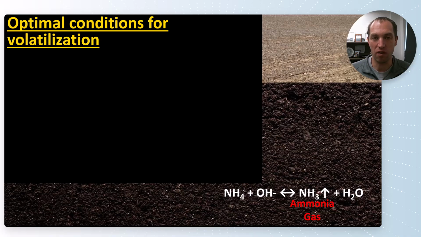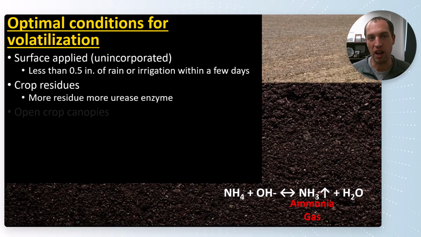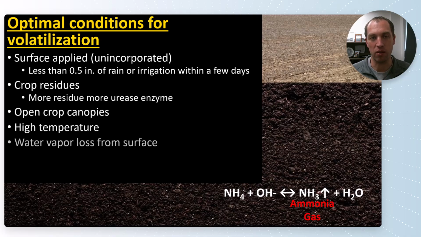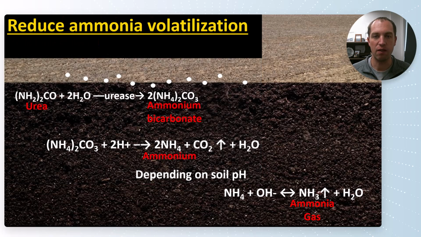So optimal conditions for volatilization losses are, one, we're surface applying that urea and we're not incorporating it, and it's not getting rained in within a few days or irrigated. There's lots of crop residues; more urease enzyme equals more residue. We have an open crop canopy. There are high temperatures. There's water vapor loss from the surface, such as evaporation. We have a higher pH, and we have low cation exchange capacity that can't hold on to those ammonium ions. So those are the things we're looking at that give a high chance for loss from urea fertilizers through ammonia volatilization.